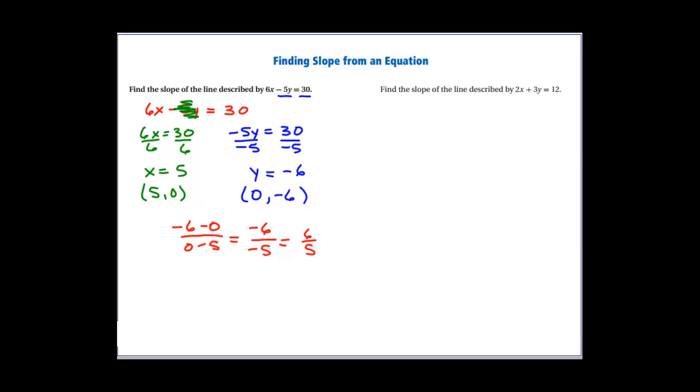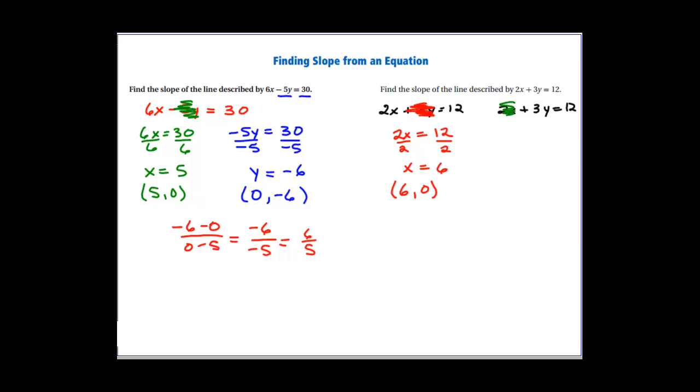Our second example, we can start the same way, rewriting our equation, and I'm going to do it twice, equals 12, and then 2x, to give you another visual of. I'm going to cover this up and solve for x. Divide both sides by 2. x equals 6. So my first coordinate, or my x-intercept, is going to be 6, 0.